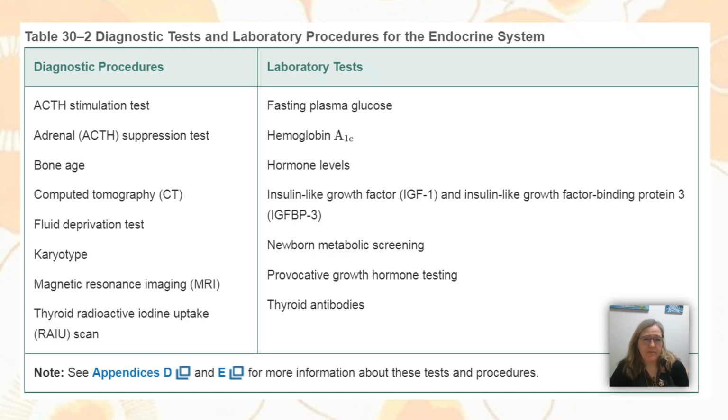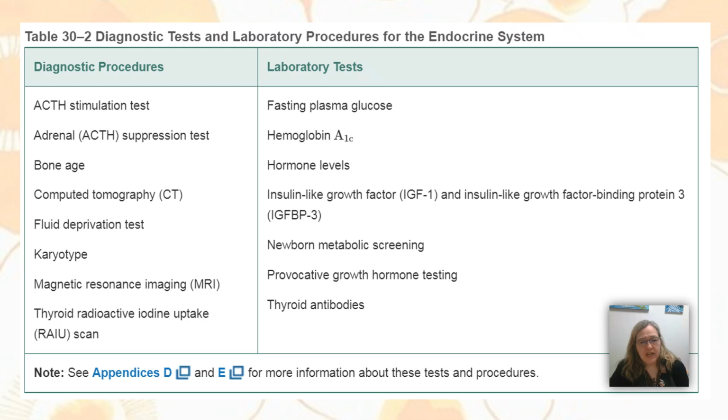So we don't call it the PKU test anymore. We call it the metabolic screening, but it's the same thing. It's basically the heel stick of the baby on day 2 or 3 of birth, and then they redo it 14 days later. So it's a series of 2 heel sticks that the child gets.